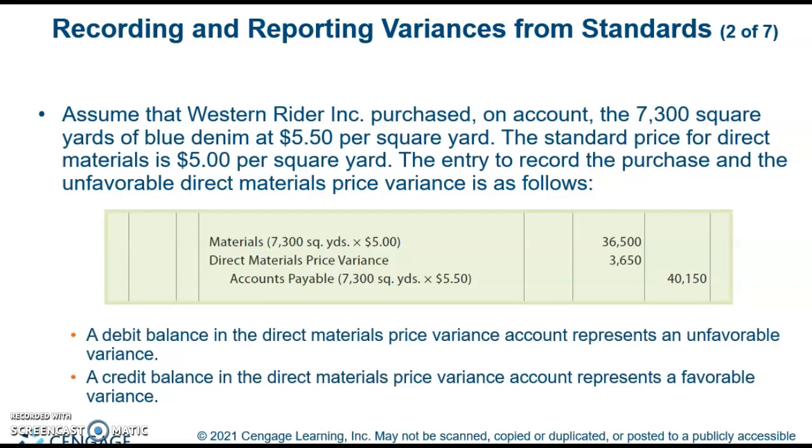So in this situation, they bought materials on account. We're going to debit materials for the standard cost and then debit the direct materials price variance for the amount in this situation that exceeded the standard price. And of course, for the accounts payable, it's going to be for the amount that we actually owe the vendor.